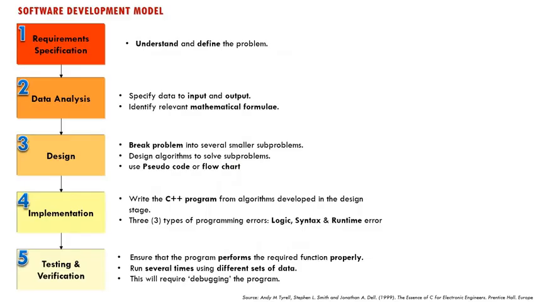In the SDM model, it consists of 6 steps. The first one is requirement specification. In this step, you as a programmer need to understand and define the problem that has been given by your client. Imagine that a client comes to you and tells you his or her problem. The first step is, as a programmer, you need to understand what your client's problem is.